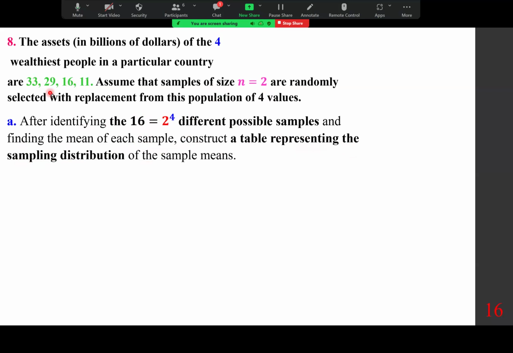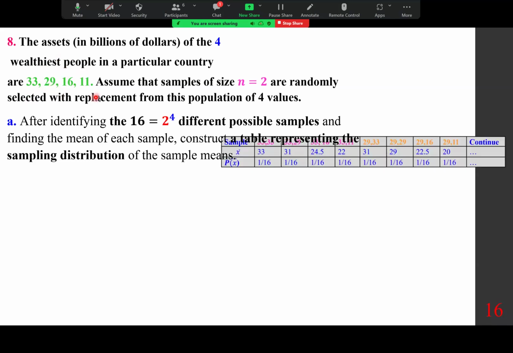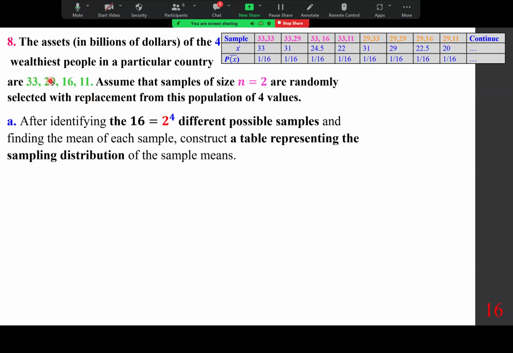So what it means is this. We're going to pick 2 from here. And when we say with replacement, that means 33 with itself, and 33 with 29, 33 with 16, 33 with 11. 29 with itself, with 33, with 16, with 11, and all the way to the end. So you get something like this. Again, if you look at the very first number only, 33 with itself, the average is 33. 33 and 29, add them up, divide by 2, 31. 33 and 16, add them up, divide by 2, 24.5. 33 and the last one, 11. Add them up, divide by 2 is 22.